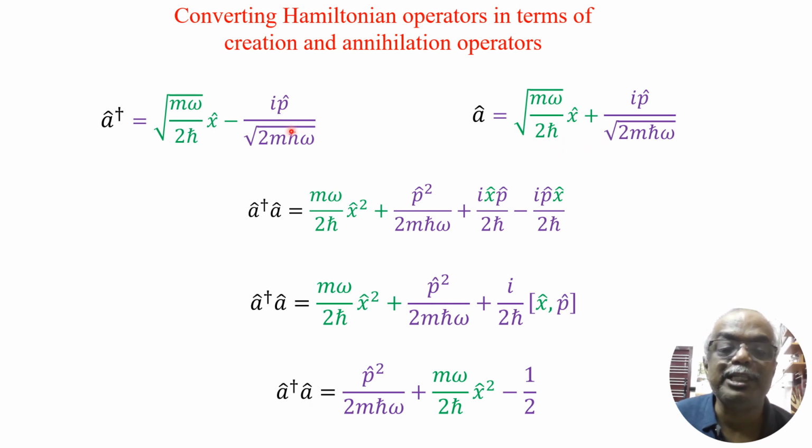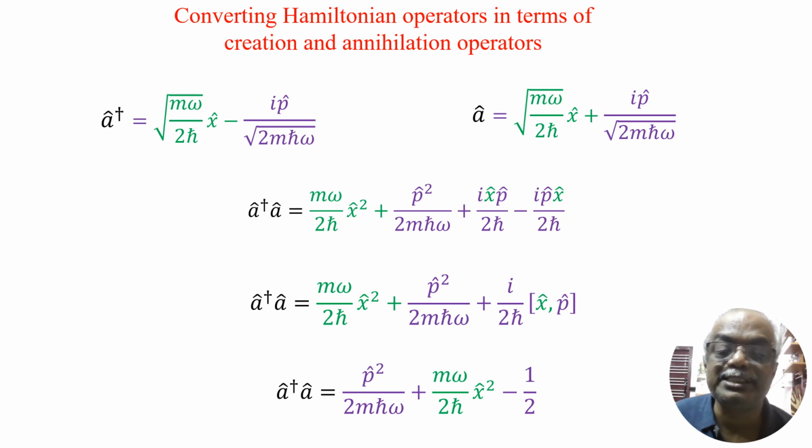That is, you are multiplying this and this. So this square root of m omega will get cancelled like this, what we have done. So in the denominator, you will have 2h cross. So first two terms you keep as it is. Third term, this can be written as i over 2h cross times xp minus px. xp minus px is the commutation of x with p.